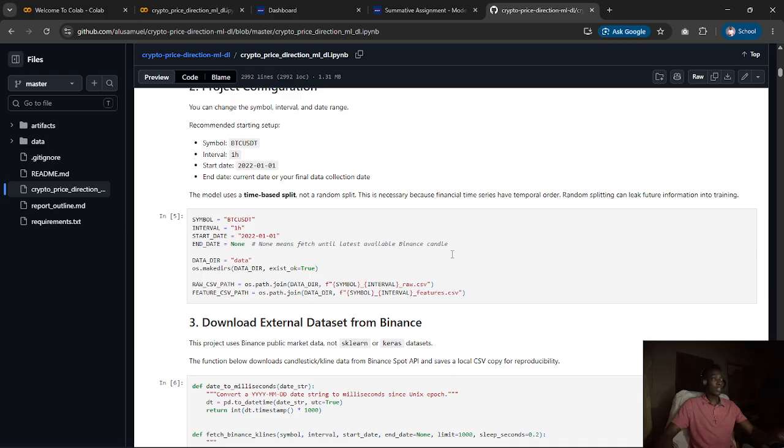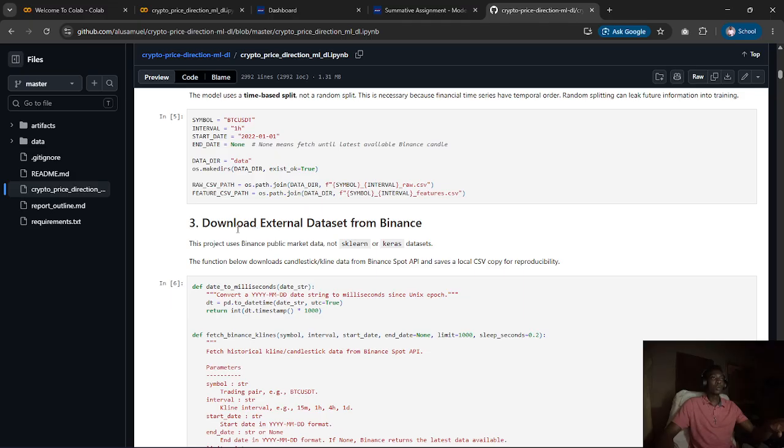After feature engineering, I check the target distribution. This is important because if the classes are imbalanced, accuracy alone can be misleading. So I evaluate models using accuracy, precision, recall, F1 score, and ROC AUC instead of relying only on accuracy. So without further ado, let's walk through the notebook.